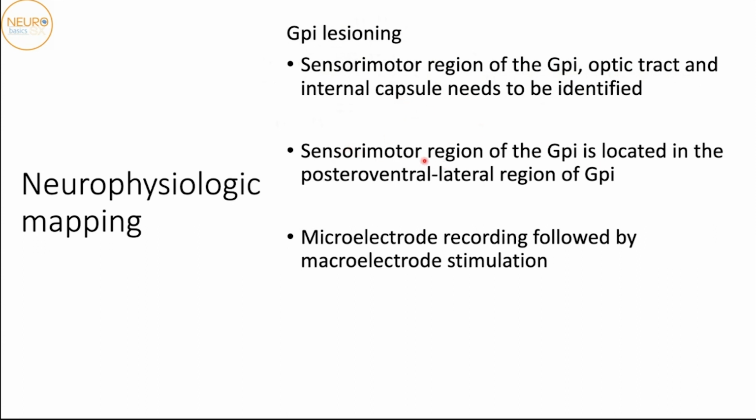Now, as we have discussed multiple times, the sensory motor region of the GPi is going to be in the posterior ventral lateral region of the GPi. So anatomically, we need to target this particular area of the GPi. Once you reach there anatomically, that means either using navigation or your stereotactic guidance system, we're going to do microelectrode recording followed by macroelectrode stimulation.